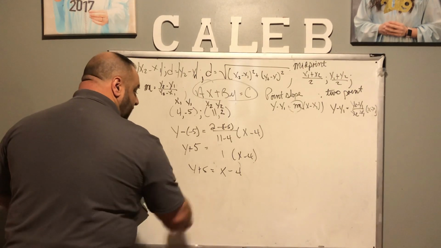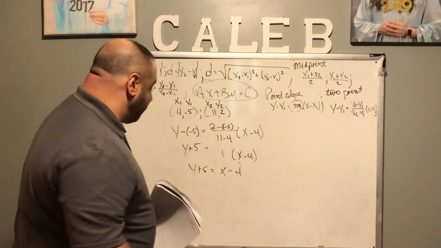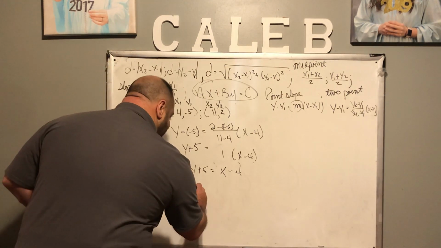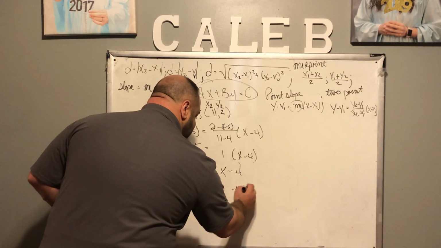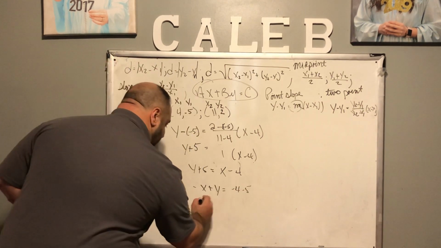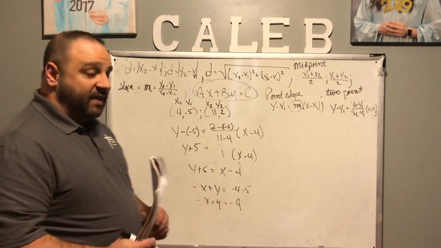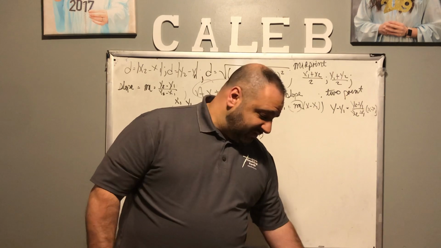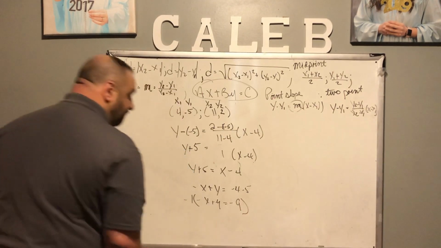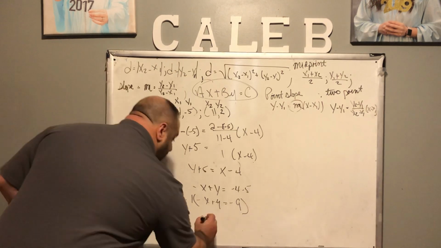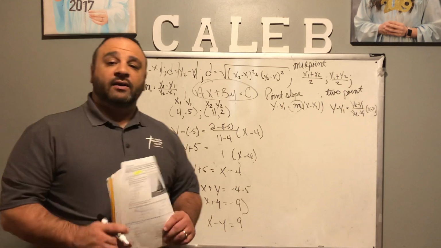So again, I'm going to apply the addition and subtraction axioms of equality. So simply we have negative x plus y equals negative 4 minus 5. So negative x plus y equals negative 9. And then can't have a negative coefficient of x, so we want to multiply everything by negative 1. And our final answer will be x minus y equals positive 9.